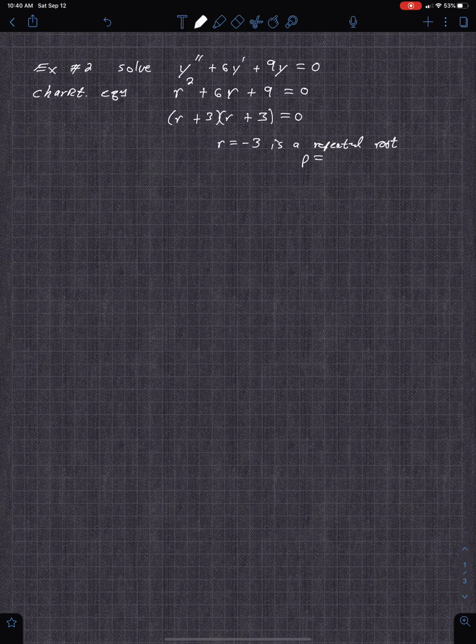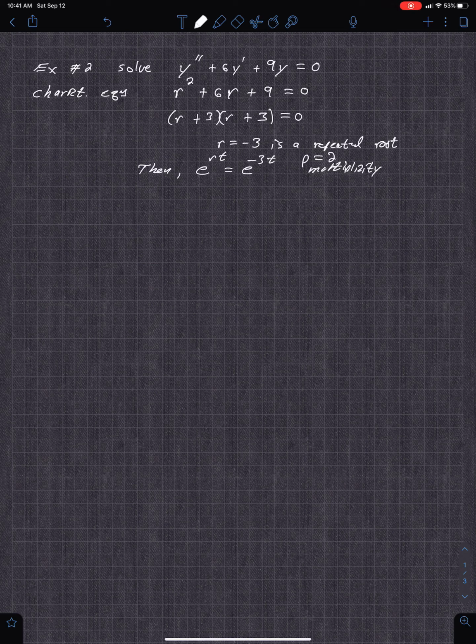I often use p for multiplicity, so p equals 2. But we're not getting much higher than 2 or 3, so we don't really talk about multiplicity of roots higher than that. I don't think we're doing 4. So if that's r, then e to the rt is the solution, or e to the -3t is that distinct solution.